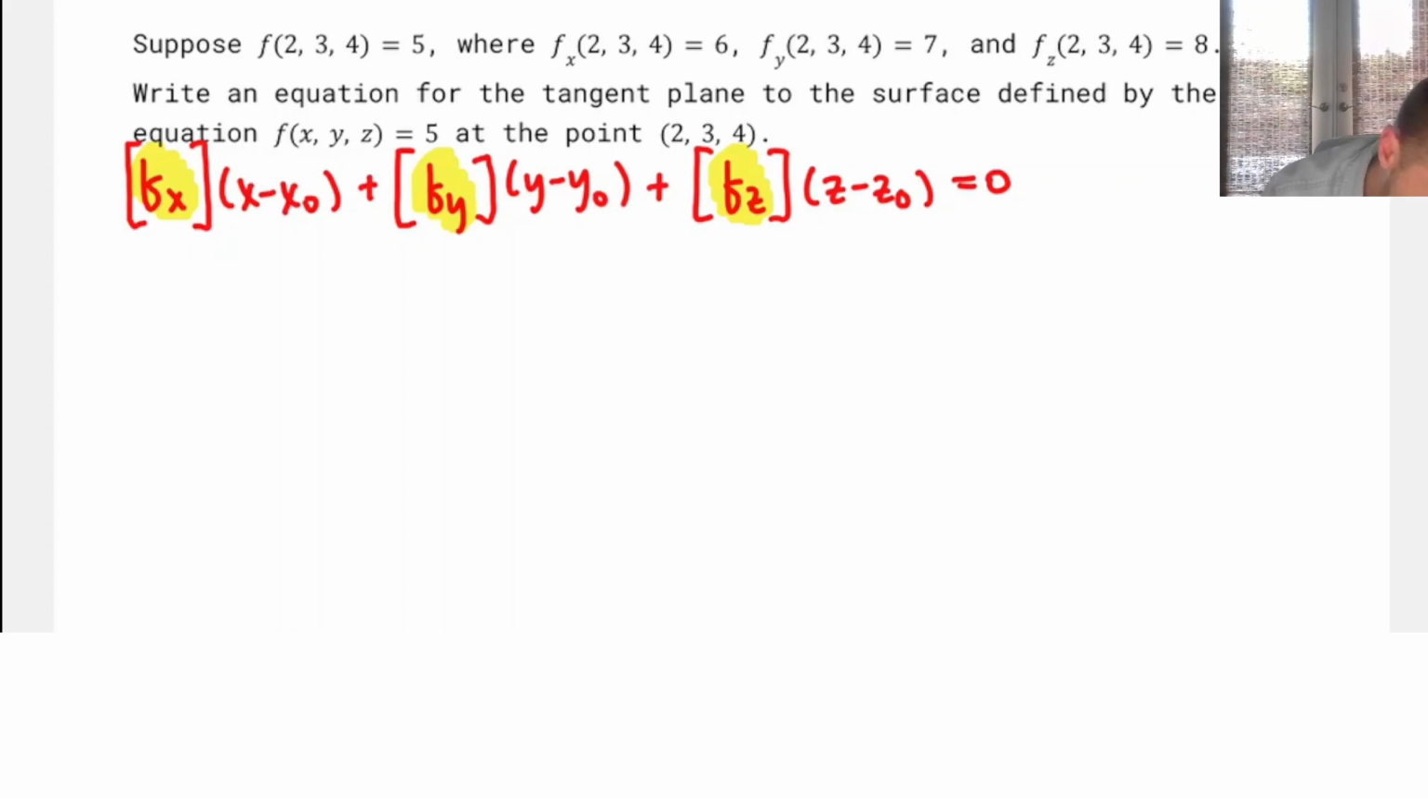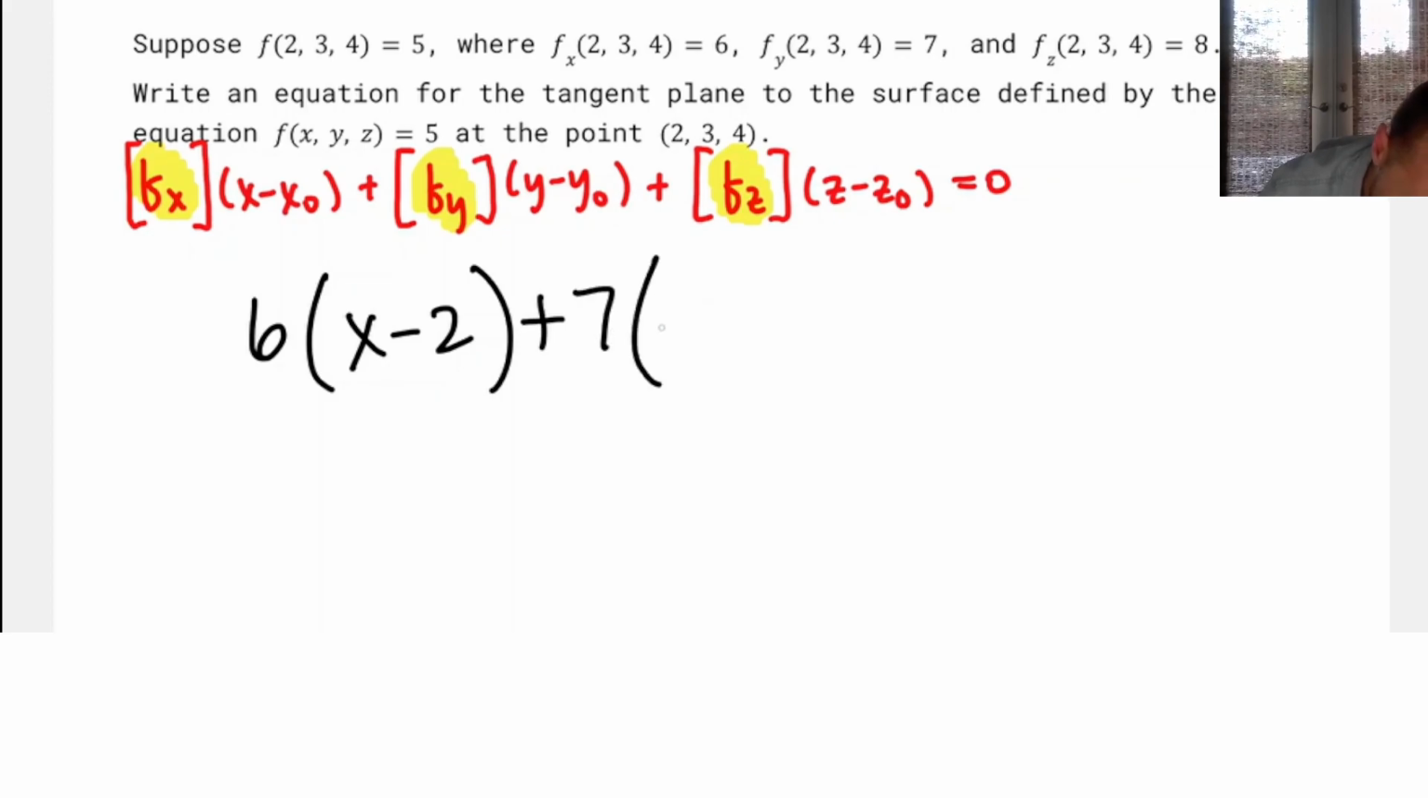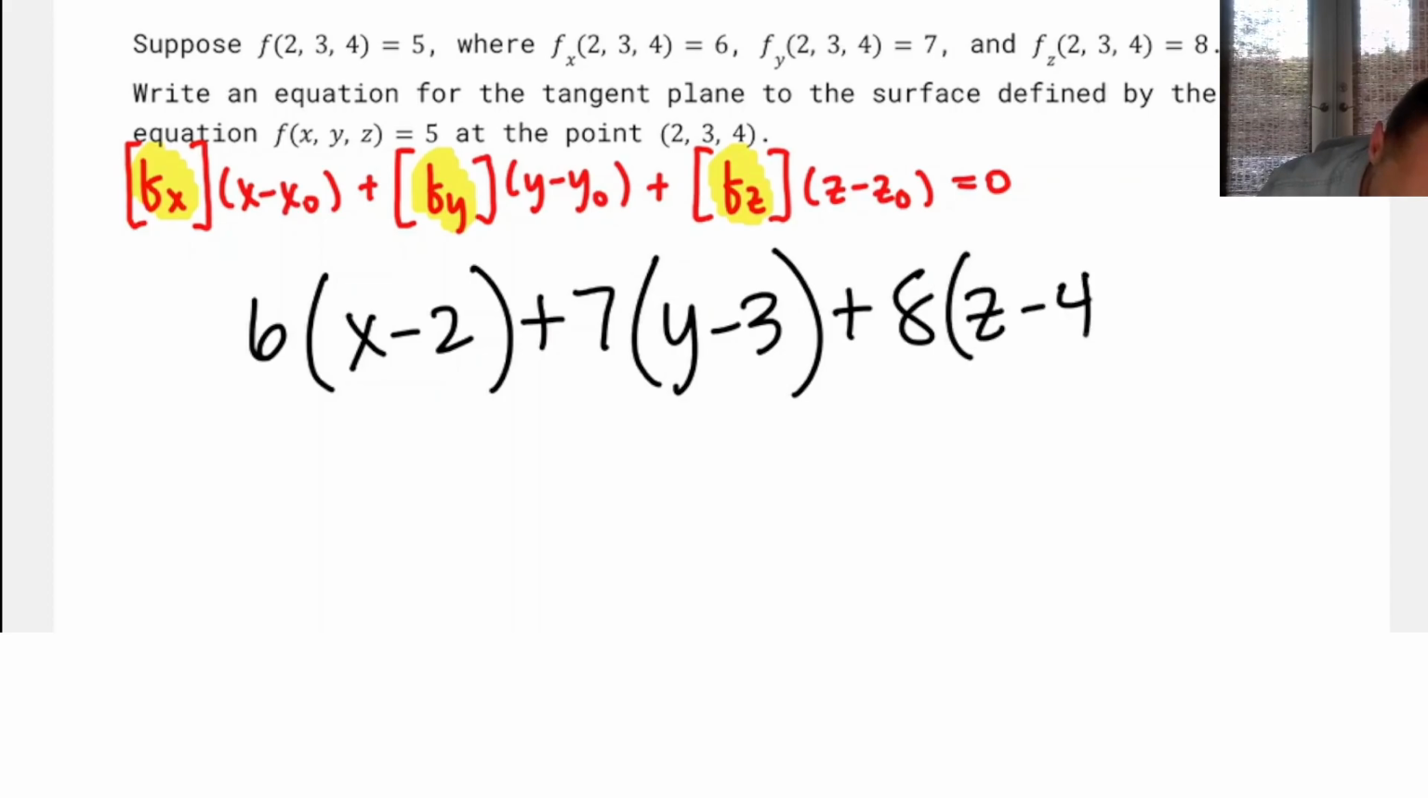But from here, we're just going to be filling in the pieces. So fx was 6, so 6 times (x minus 2), plus fy was 7 times (y minus 3), plus fz was 8 times (z minus 4). That's going to equal 0. And that's the equation for my tangent plane to the surface defined by the equation f of x, y, and z equals 5. So that was a little different, but it'll be relevant for your multiple choice test.